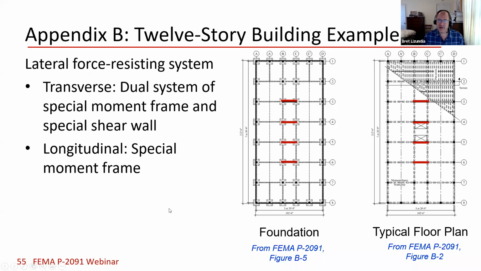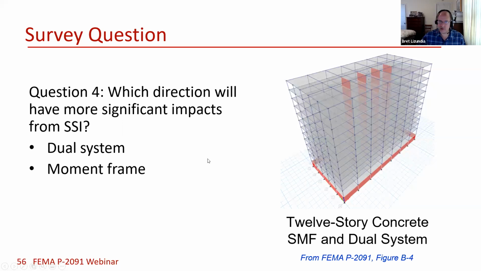So if we look in plan at this building, here's maybe an easier way to understand. In the transverse left-to-right direction, we've got a combination of moment frames, and these are concrete moment frames, and concrete shear walls. In the up and down long direction, it's just moment frames. So I'm going to have Kiara ask another question here.